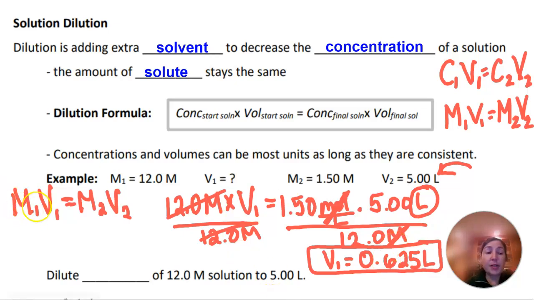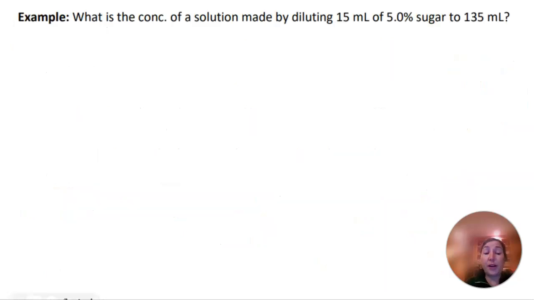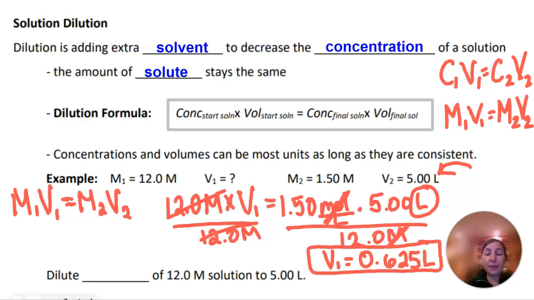So I'm going to dilute 0.625 liters of that 12 molar solution, and I'm going to dilute that up with as much water as it takes to get that up to 5 liters.